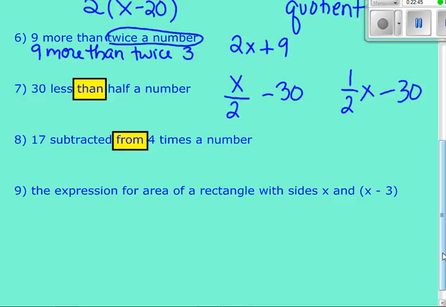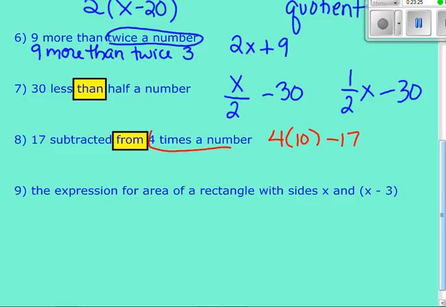Okay. 17 subtracted from 4 times a number. What do you have to do first? Read it again. 17 is subtracted from 4 times some number. What if it's 4 times 10? What if my number is 10? What would you do first? Always go back to numbers. What's 4 times 10? 40. And then what would you do? Subtract 17. So you would do 4 times 10, if that was my number, and then you subtract 17.